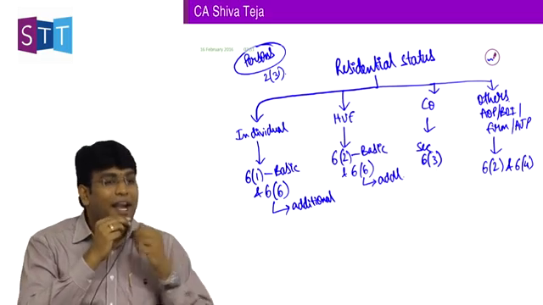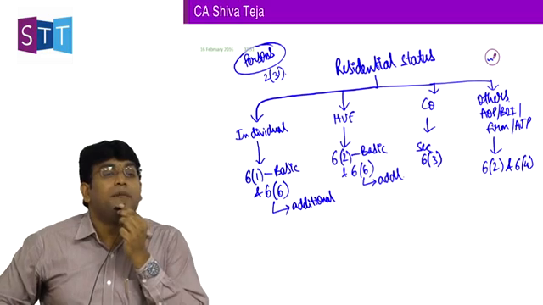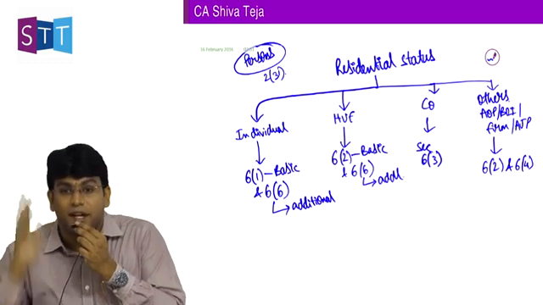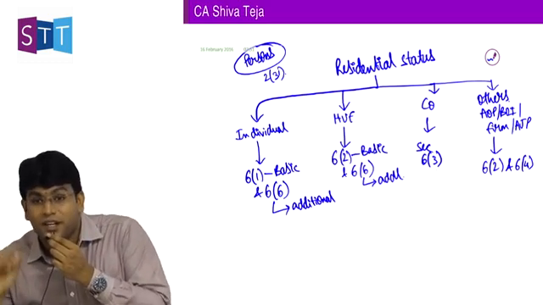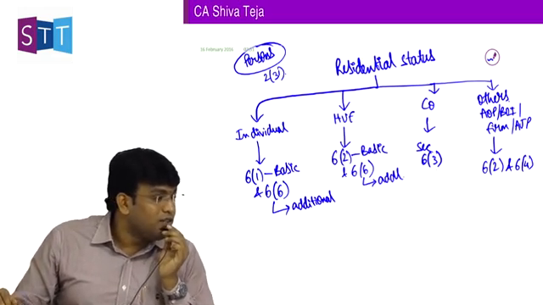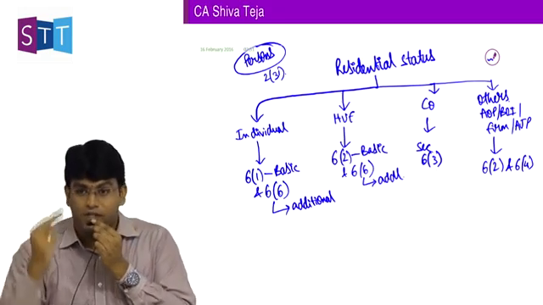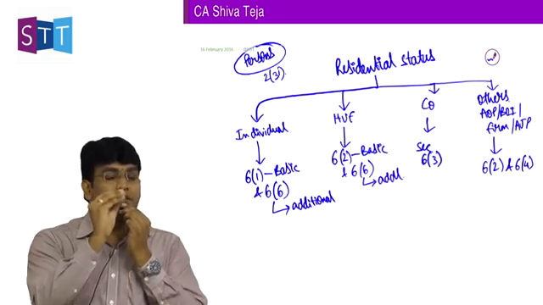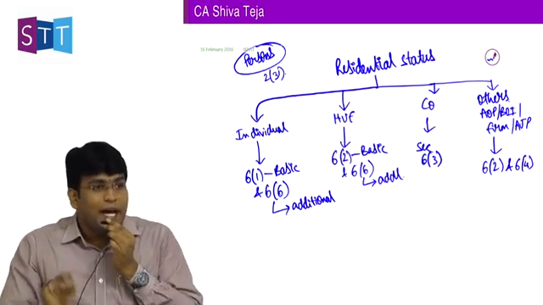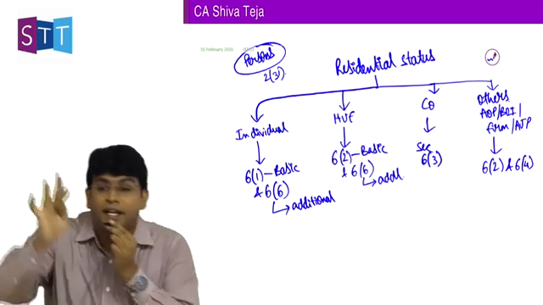Everybody, friends? And one important point: we have to check residential status for every previous year. That means if a person is a resident in 1 year, it doesn't mean next year also is a resident. Every year we have to check whether conditions are satisfied or not. There are two important points I'm telling, please concentrate. Number one, residential status has to be checked for every year separately. Number two, residential status has to be checked for every person separately, and it is independent.